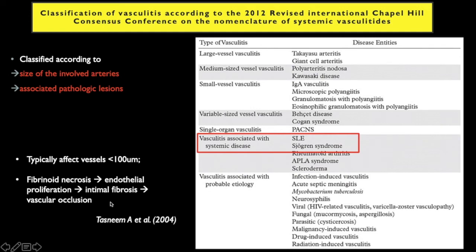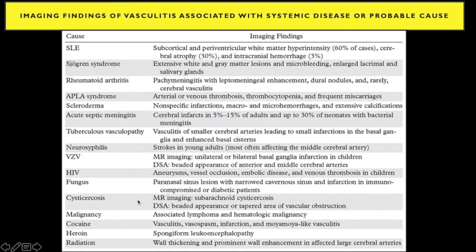And they also highlight some of the major MRI findings for patients with SLE, which is that more than half of the cases present with subcortical and periventricular white matter hyperintensity, 30% of them with cerebral atrophy, and a small proportion of them, around 3%, with ICH.